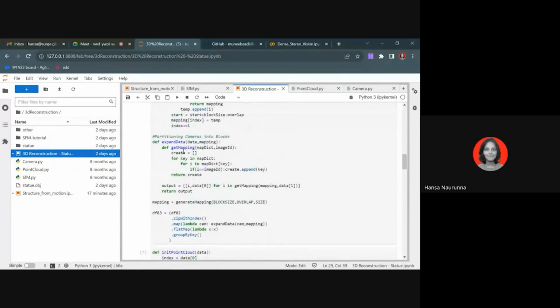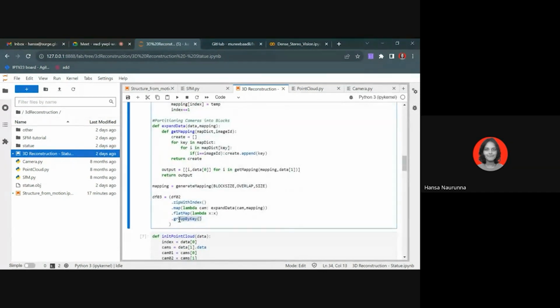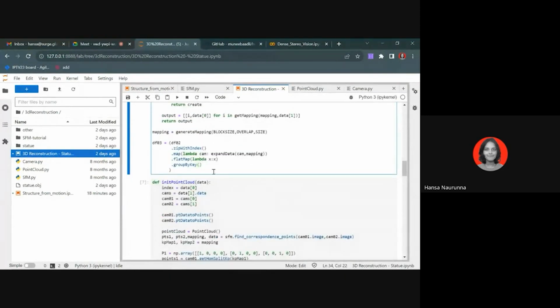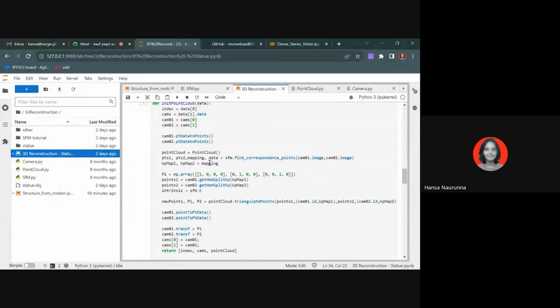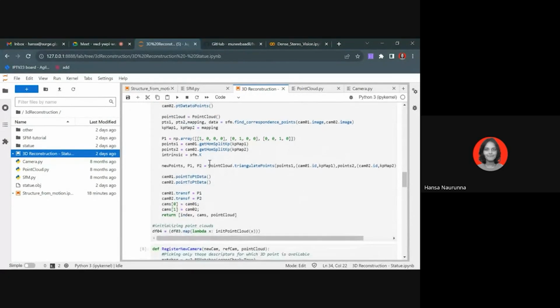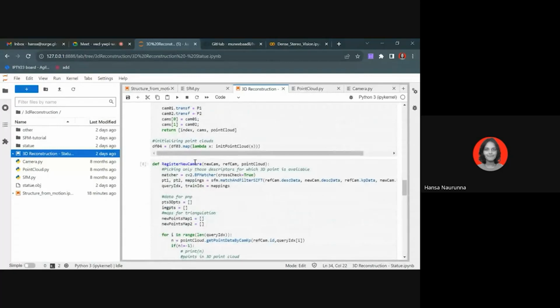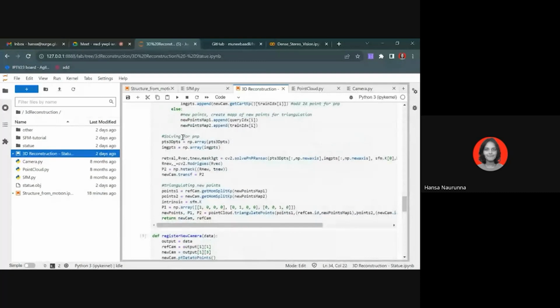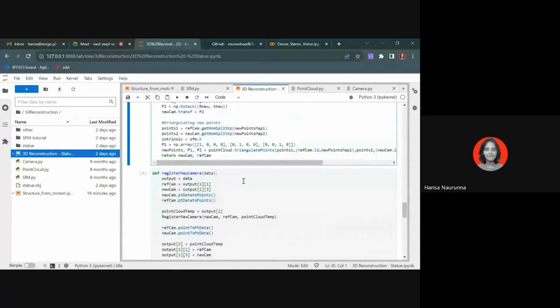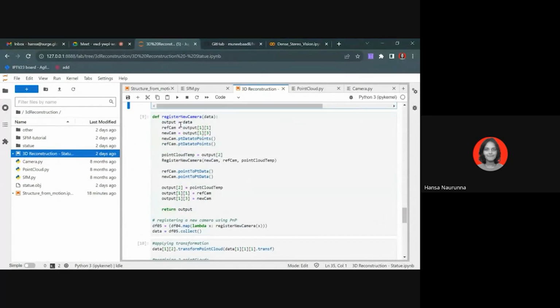So once we expand the data and do this group by key function, it reduces it down to a structure where it's separated into these proper blocks. Then for each and every block partition, we run the same registration algorithms. Then we run perspective endpoint, and then we can register new cameras.